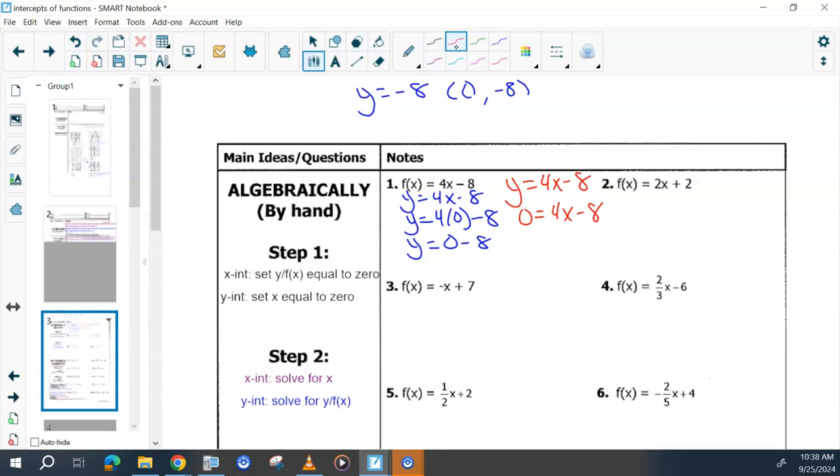Add 8. And then divide both sides by 4. So that x equals 2. And how would I write that as an ordered pair?